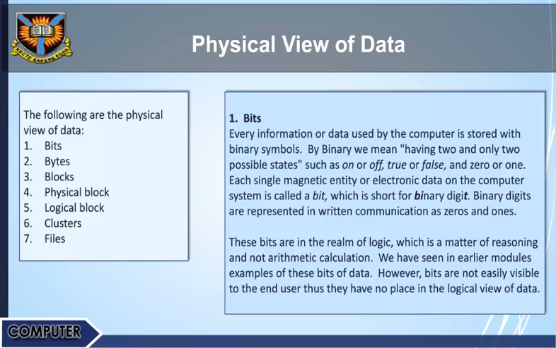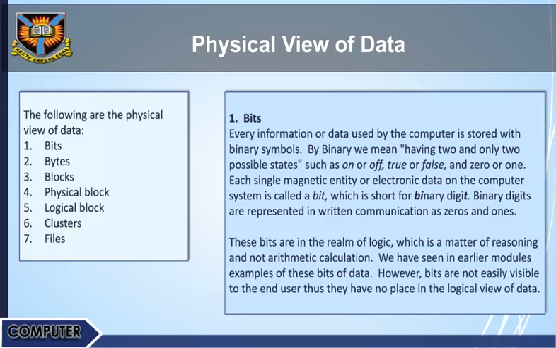Every information or data used by the computer is stored with binary symbols. By binary, we mean having 2 and only 2 possible states, such as on or off, true or false, and 0 or 1. Each single magnetic entity or electronic data on the computer system is called a bit, which is short for binary digit. Binary digits are represented in written communication as zeros and ones.